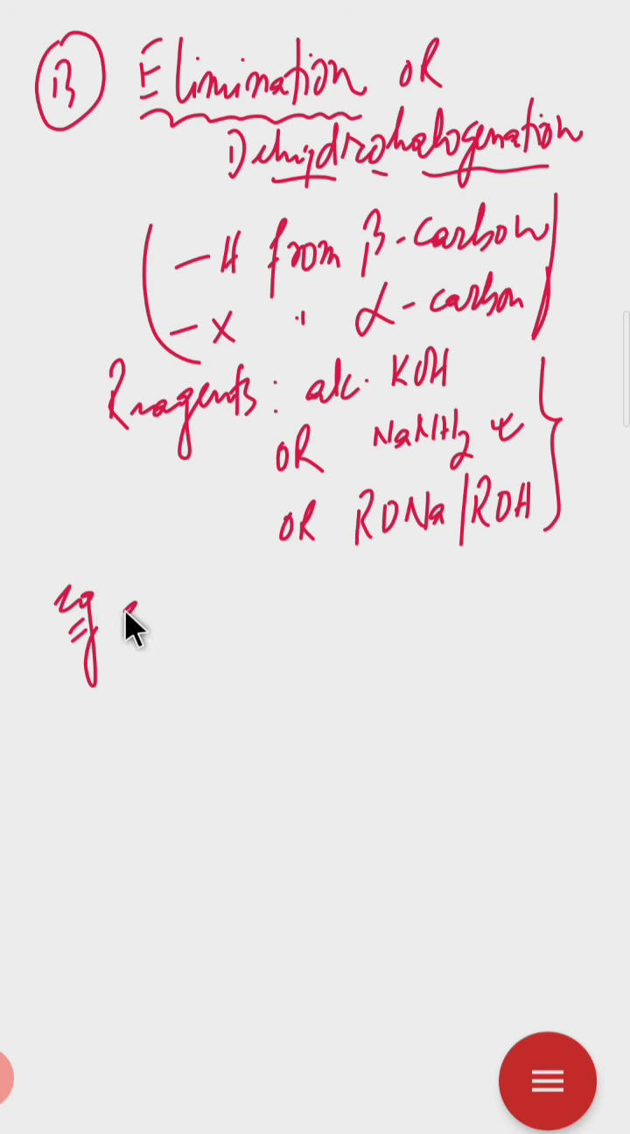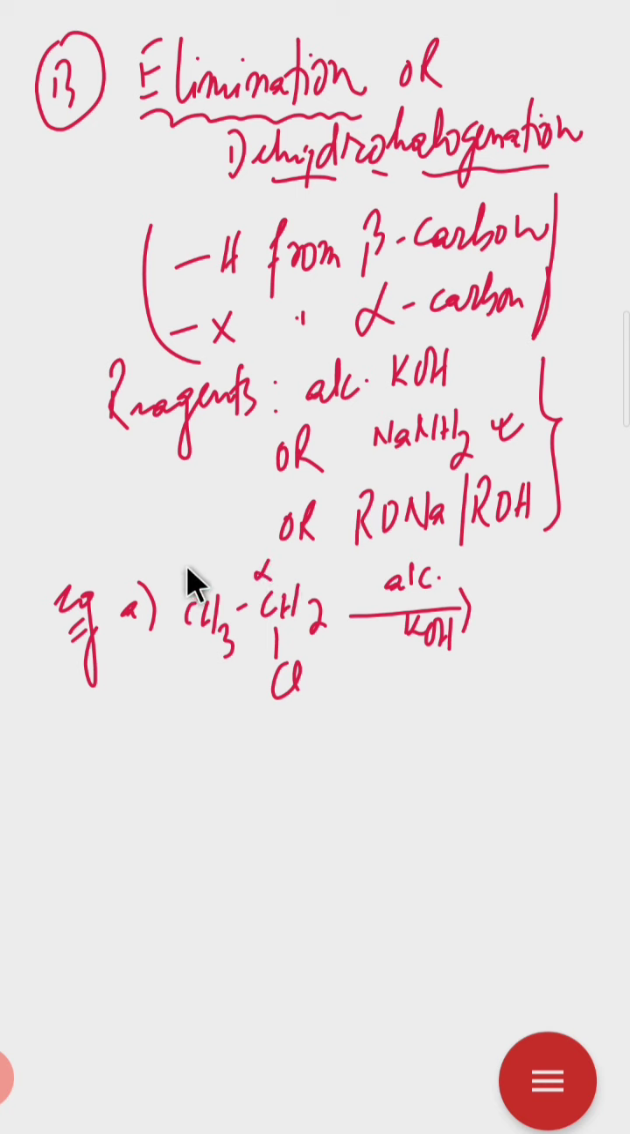Let me write one example. Suppose CH3CH2Cl. This is our haloalkane, and if it is reacted with alcoholic KOH, then this is our alpha carbon atom, this is our beta carbon atom. From beta carbon atom one hydrogen will be eliminated, and from alpha carbon atom this halogen will be eliminated, and formation of alkene takes place. We will get ethene along with water.